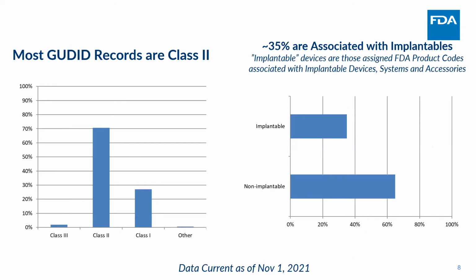So looking further a little bit more in depth, we see that a majority of the records in the database are for Class 2 devices, which account for about 70% of device records that are currently in the system. And 35% of those are associated to implantable devices based on the assigned FDA product code. Again, this data is current as of November 1st.